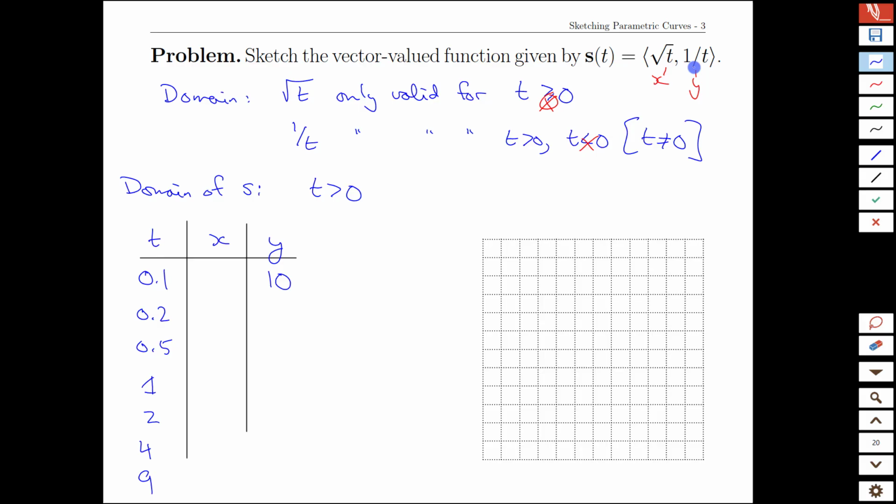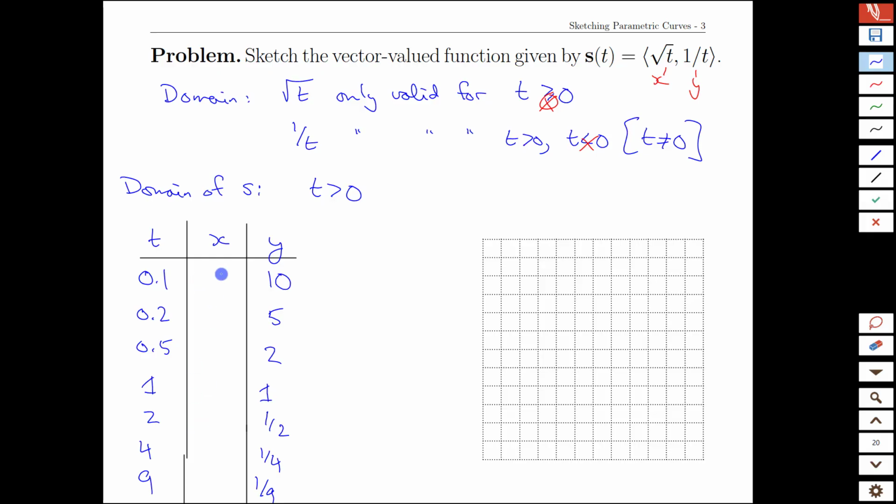T is 0.2, 1/0.2 is 5. 0.5 is a half, 1/1 is 2, and 1/1 is 1. And then it gets even easier because it's just 1/2, 1/4, and 1/9. Done.